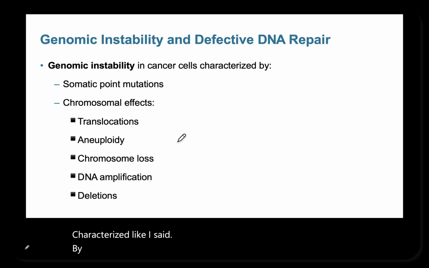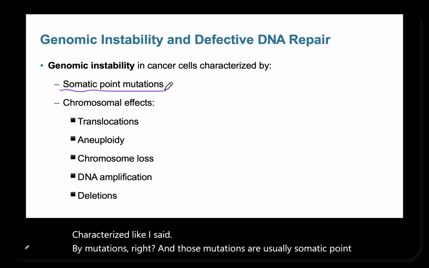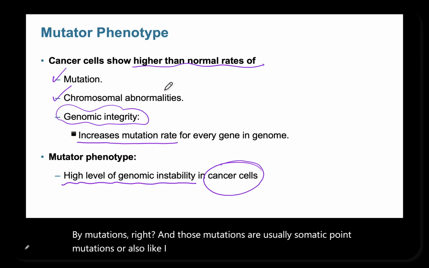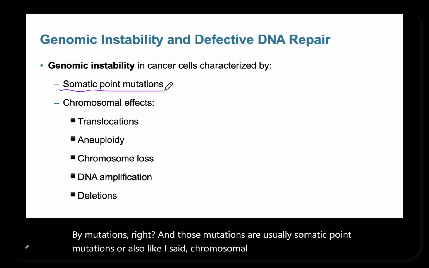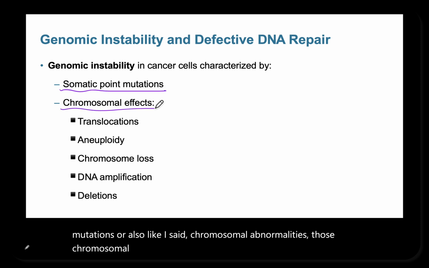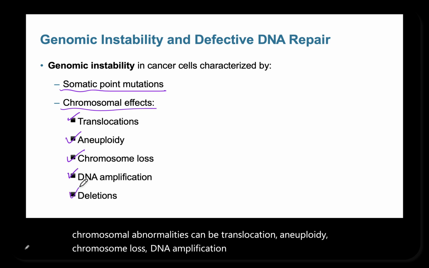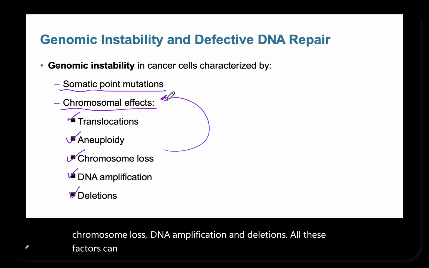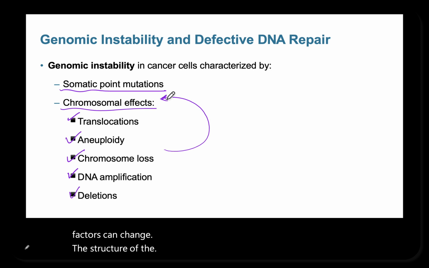This genomic instability in those cancer cells, or in this mutator phenotype, is characterized, like I said, by mutations. And those mutations are usually somatic point mutations, or also, like I said, chromosomal abnormalities. Those chromosomal abnormalities can be translocation, aneuploidy, chromosome loss, DNA amplification, and deletions. All these factors can change the structure of the chromosome.